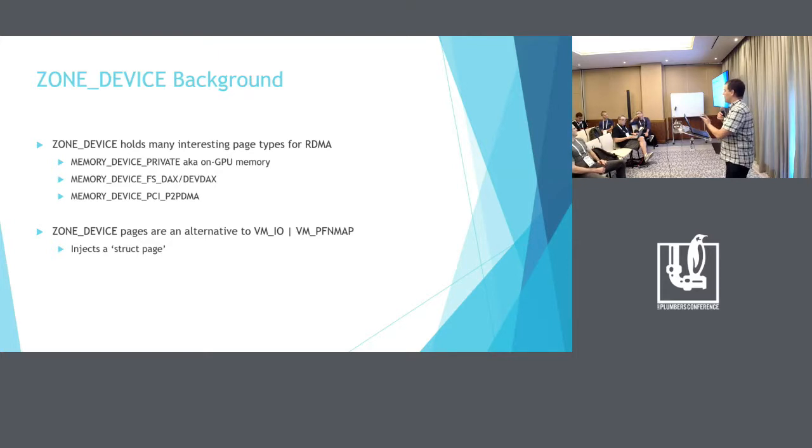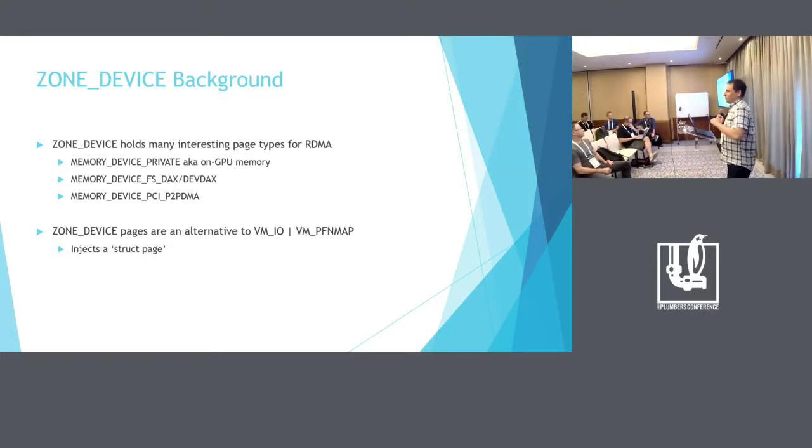I think Jerome added device private for HMM, and Logan, who's not here, added PCI P2P DMA, which we're going to start talking about next, for transfers between two PCI devices in the same system. You can view zone device as an alternative to using the VM_IO and PFN map flags when you insert pages to user space, because we're going to primarily talk about user space at this point. And really, I think the main motivation for having zone device pages at all has to do with interacting with user space. If you were solely in the kernel, there's less reason why you'd need to have them.